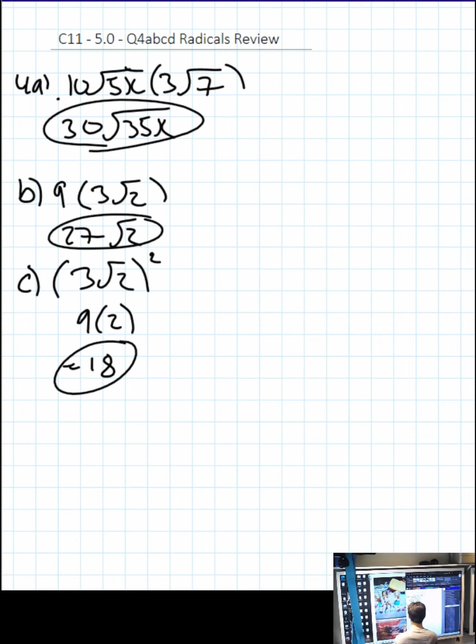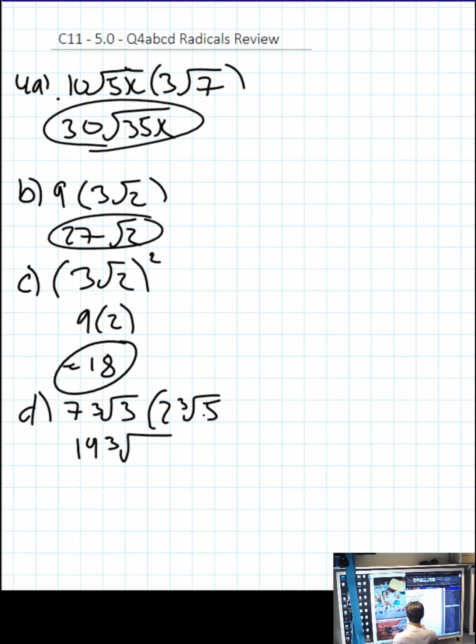Okay, we have 4D. We have 7 cube root 3 times 2 cube root 5. So as we learned earlier, we just multiply the numbers in front and multiply the numbers underneath. 7 times 2 is 14 cube root. 3 times 5 is 15. Circle our answer. We know we can't simplify it further because we multiplied prime numbers to get it. So again, check your answer on your calculator and just remember, they have to be the same type of root in order to multiply them.